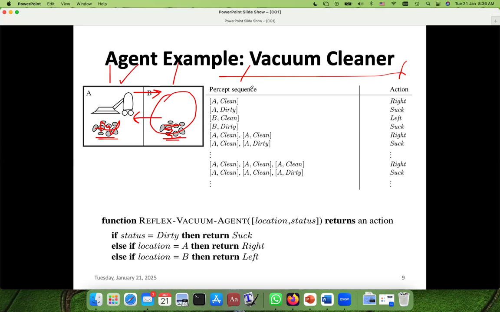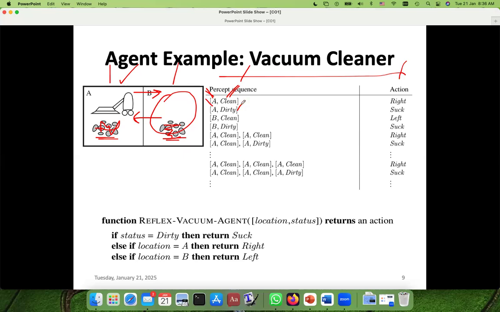Percept sequence means the percepts, the observations, the readings that your agent is taking with the passage of time. Before 1 hour, it takes a percept that the location is A and it is clean. So this is the location and this is the status of the location. And now after 1 hour, it is perceiving again that the location is A and the status is dirty.